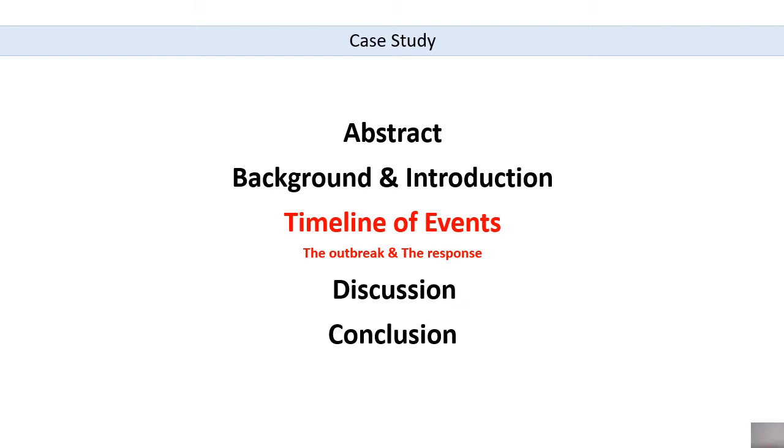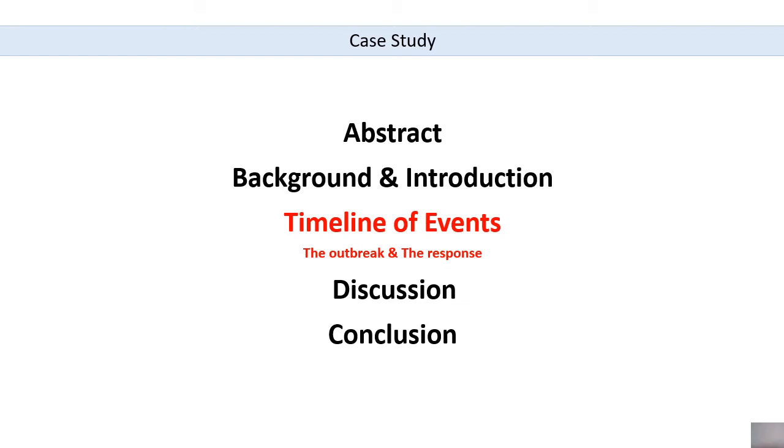So key events will be, maybe quarantine being enacted, maybe a new therapeutic intervention being approved, maybe a new government measure to try to combat the spread of the infectious disease. Again, these are all key events that are relevant to the particular outbreak that you've chosen, and so they need to be included on this timeline of events.